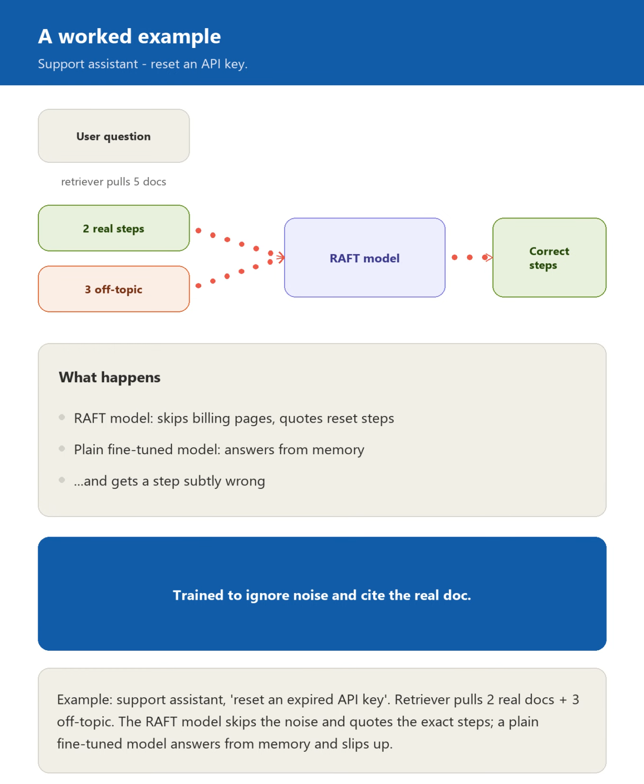Let us make this concrete with an example. Imagine you are building a support assistant for a software product. A user asks how to reset an expired API key. Your retriever pulls 5 documents. 2 are the real instructions, 3 are about unrelated billing and login topics. A RAFT-trained model learns to skim past the billing pages, quote the exact reset steps, and answer clearly. A plain fine-tuned model might answer from memory and get the steps slightly wrong.